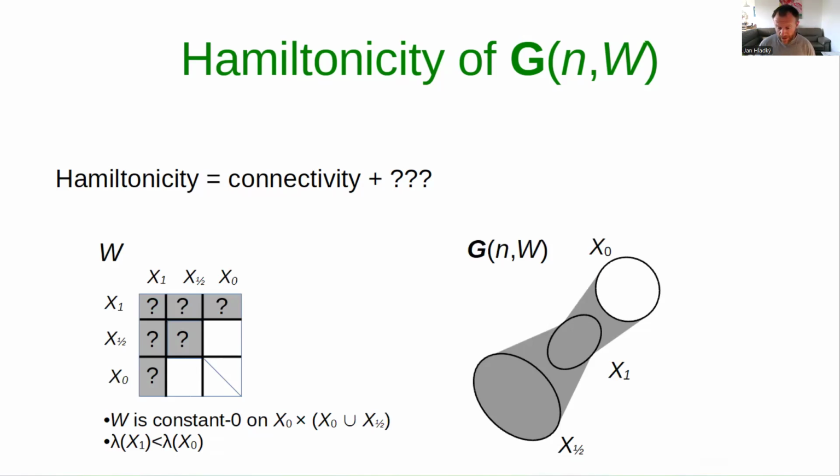Since x1 is strictly smaller than x0, maybe I will show that before saying the argument. The graph looks like this, right? So the white regions, in particular this one and this one, show that there are no edges in between. And then the vertices of the x0 part, there is a bigger number of them than the vertices in the x1 part.